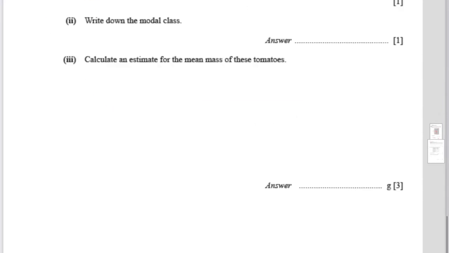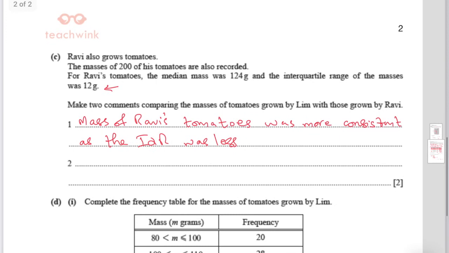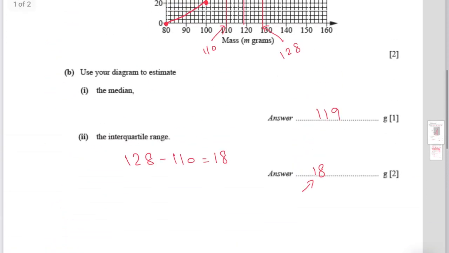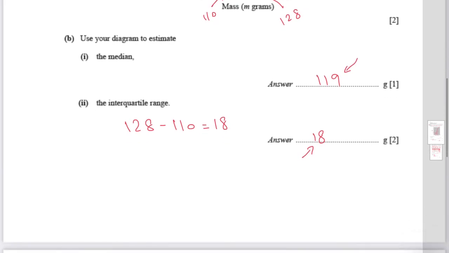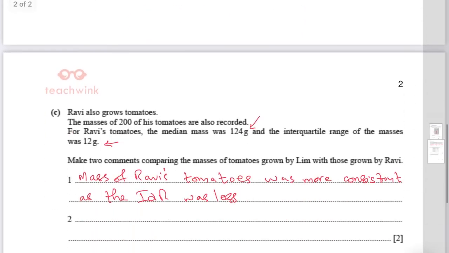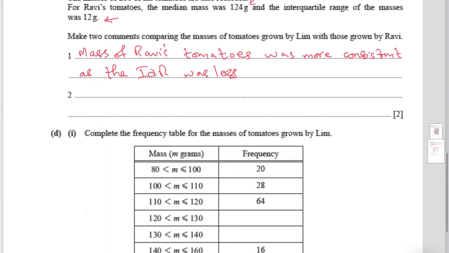So the median for this person is 124 and the median for Limb was 119. So the median ensures that the mass on average is lower for Limb than Ravi. So that's one of the points.